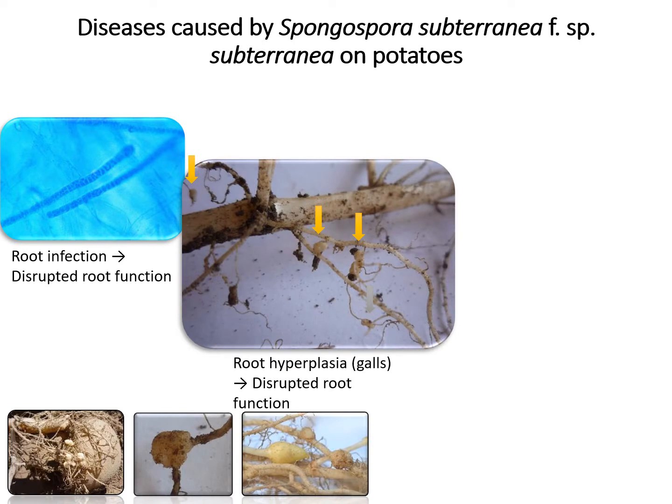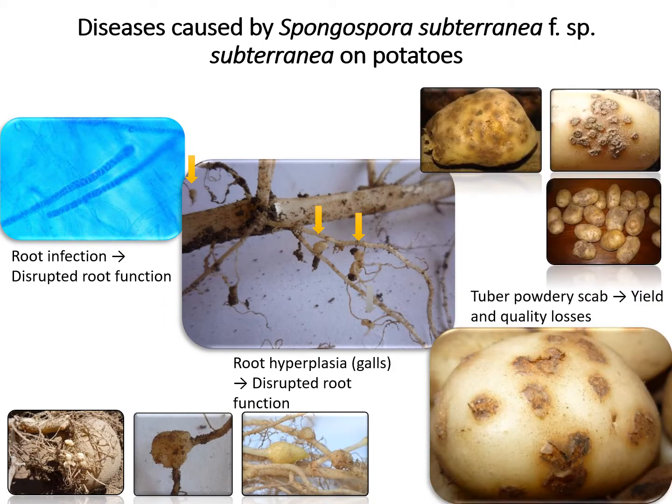The second symptom, which is visible to the naked eye, is root hyperplasia or the development of root galls. This similarly leads to disrupted root function. If one digs up infected plants and examines the roots very carefully, you should be able to see these root galls on the fine feeder roots of the potato. And then, of course, the symptom that we all know well is powdery scab, which can be seen on tubers, and this leads to yield and quality losses.